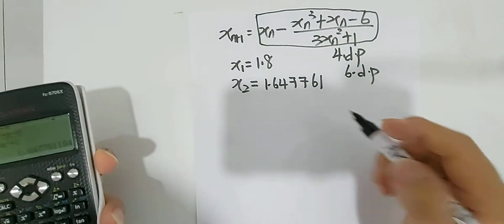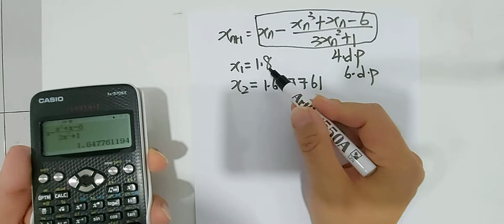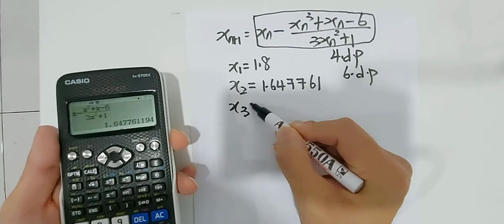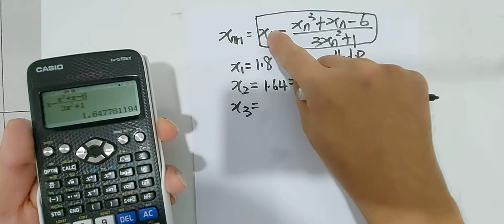1.647761. Alright, 6 decimal places here. If you see 1.8 from here, it's a very big difference, right? So we have to continue finding the x3 until the value here remains constant. So now I want to use this value x2 to get x3.